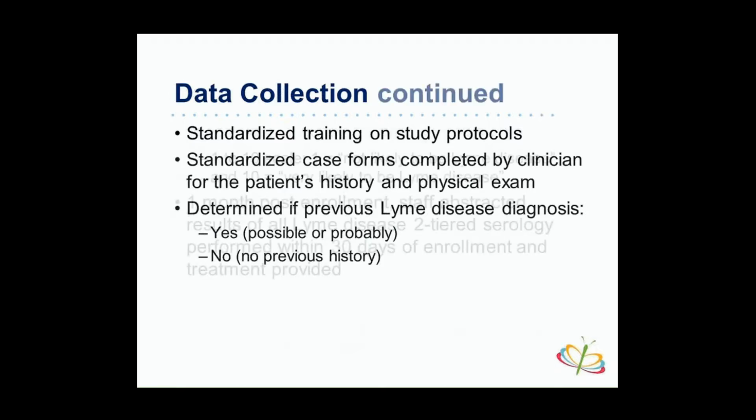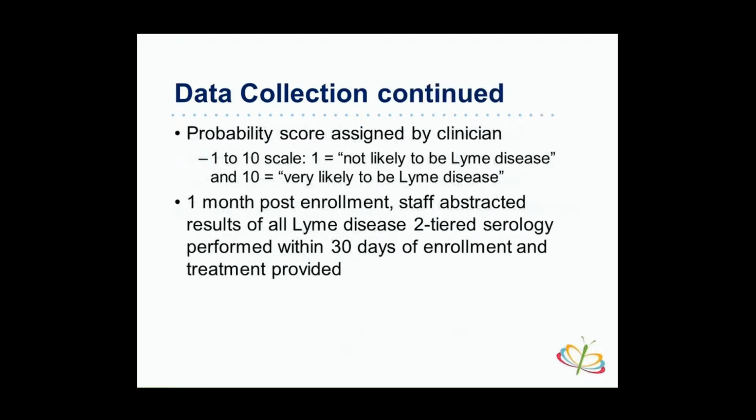Upon seeing the patient, the attending physician in charge of the patient's care was asked to assign a score of the probability that the patient had Lyme disease, 1 being not likely and 10 being very likely, thus creating a clinical prediction rule for the study.